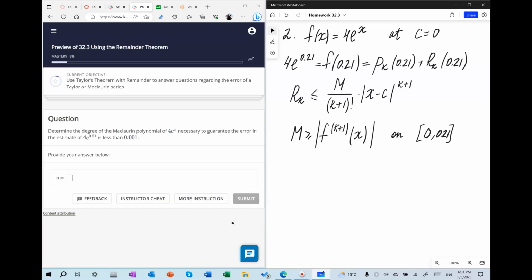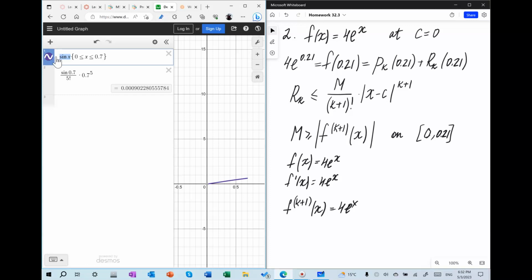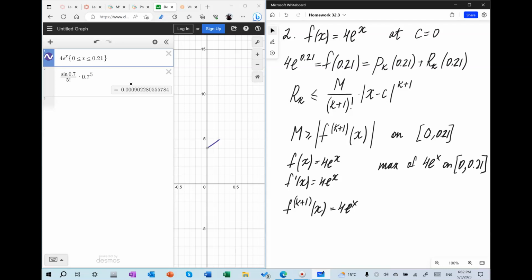What we're going to do is start with derivatives. f of x is equal to 4e to the x, and what's nice about this function is that all derivatives are the same, so we know exactly what the k plus 1 derivative is going to be. Now if we try to maximize it, if we look at 4e to the power x on the interval from 0 to 0.21, it reaches its maximum at 0.21. So a good choice for M will be 4 times e to the power 0.21.